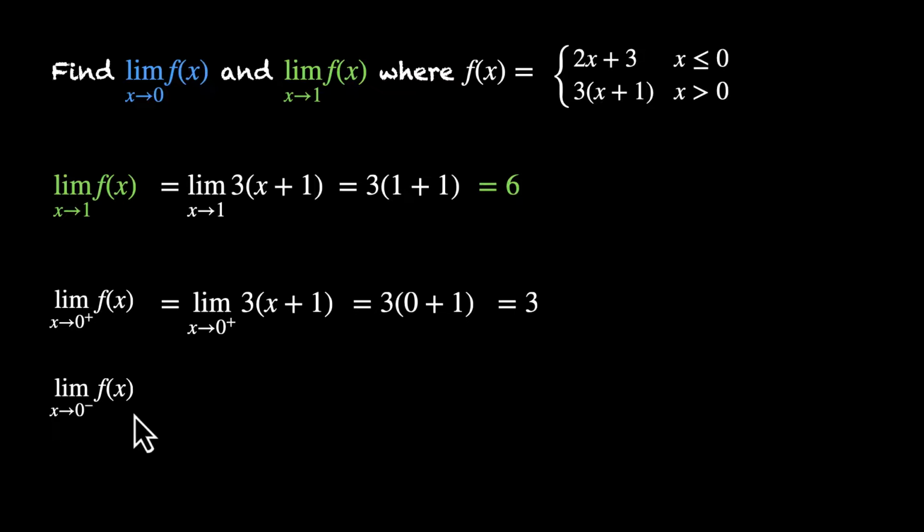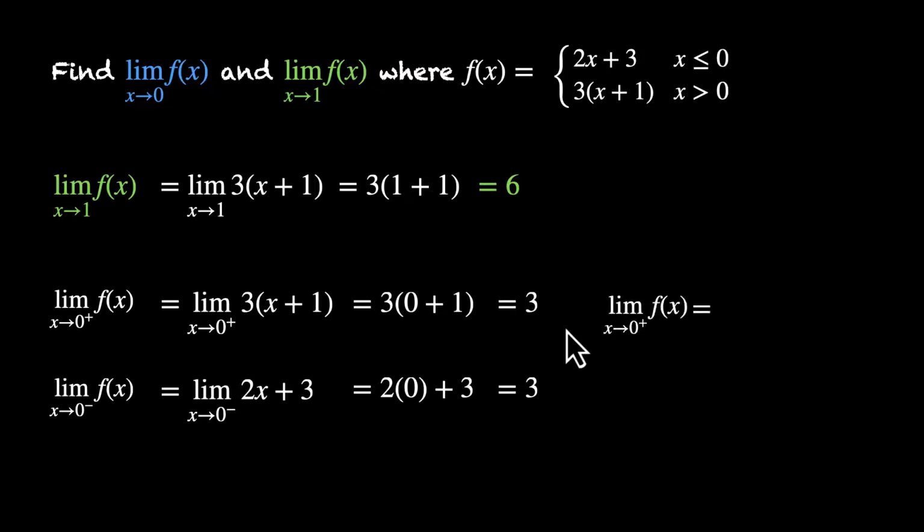What about the left hand limit? The limit as x approaches 0 minus of f(x). Now for this, we'll use this definition, 2x plus 3. This is going to be the limit as x approaches 0 minus of 2x plus 3. Now, because this is a polynomial, let's plug in 0. We have 2 times 0 plus 3. That's again 3. So the left hand limit is equal to the right hand limit is equal to 3.